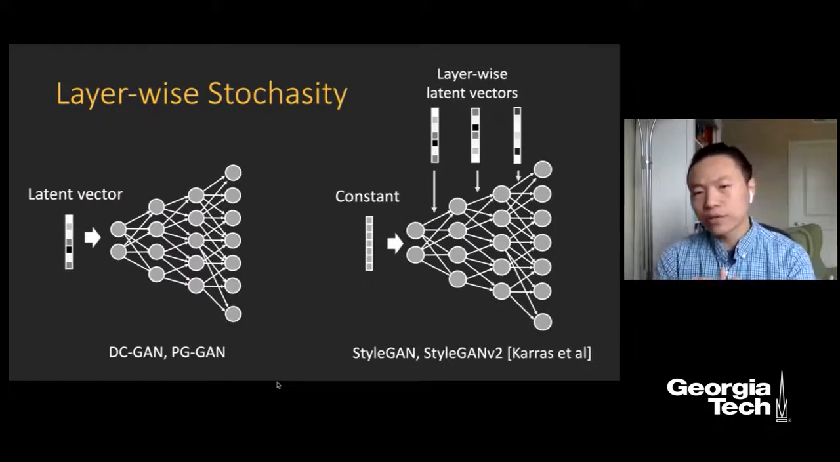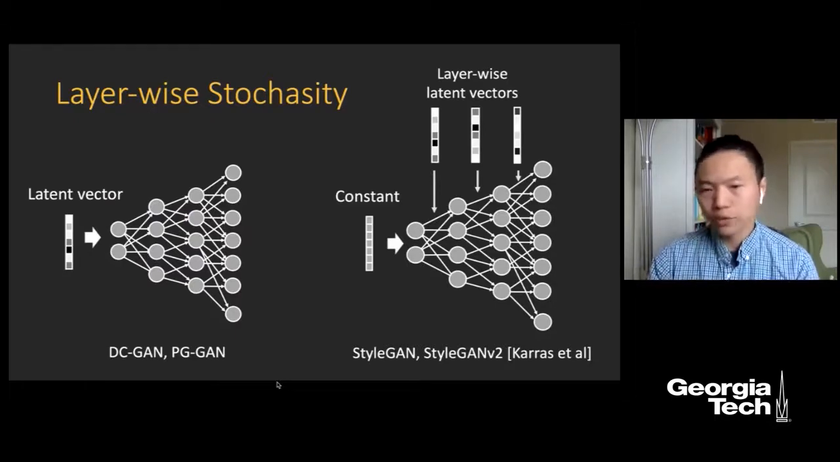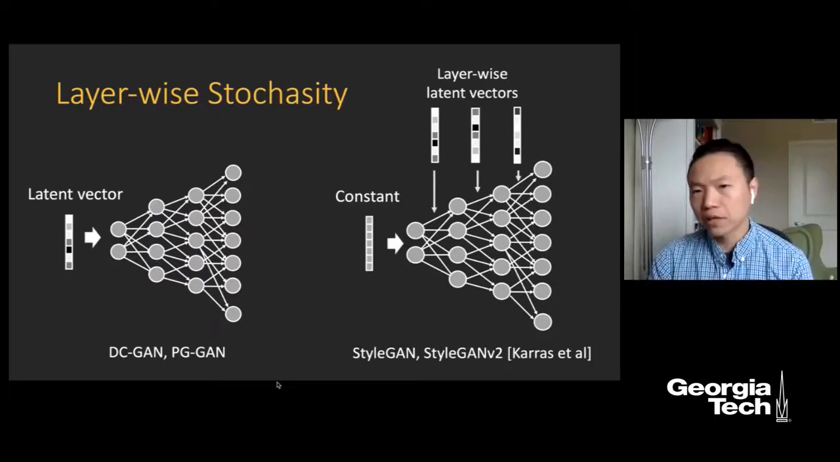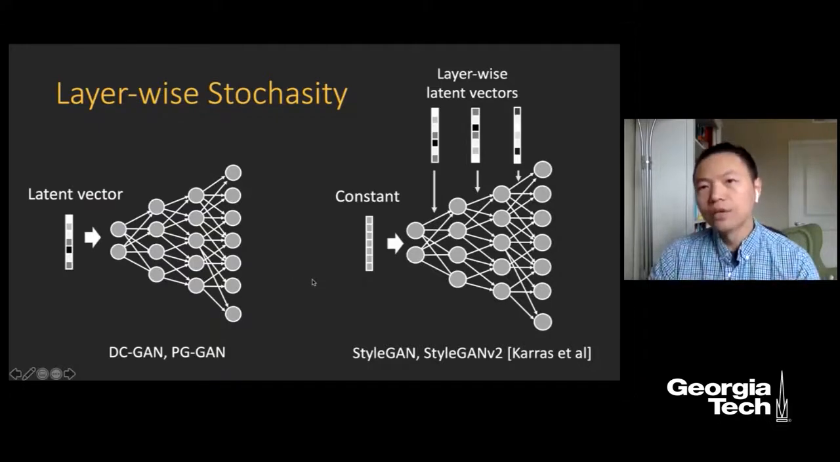Then there are recent models, StyleGAN and StyleGAN V2. They utilize this layer-wise stochasticity. I think this is one of the biggest innovations for generative modeling. Previously we had this driving force at the beginning, but StyleGAN models have a constant at the beginning. They just add new latent vectors through each layer.